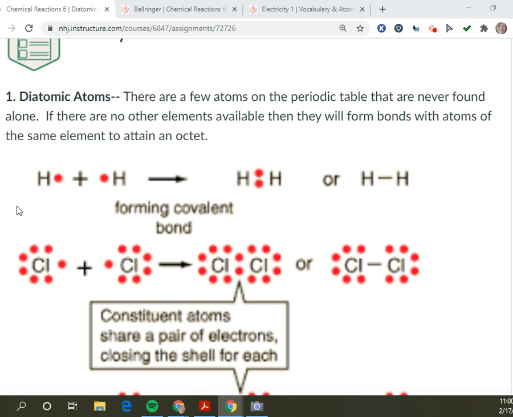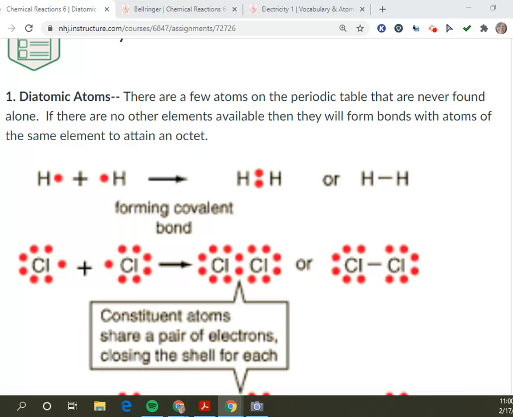So the similarity here is that the hydrogen just needs one more electron in order to fill up its outer shell. So when a hydrogen and a hydrogen become buddies, they form a covalent bond, and they're sharing that electron there in the middle, and they form this H-H bond. So we would write that H2.